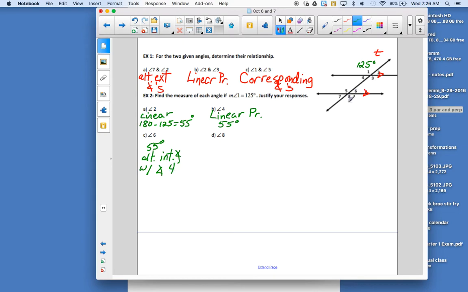How about angle 8? Look at angle 1 to angle 8. They're both exterior and they're alternating the transversal. So they are alternate exterior with angle 1. So angle 8 is the same measure as angle 1, 125 degrees.